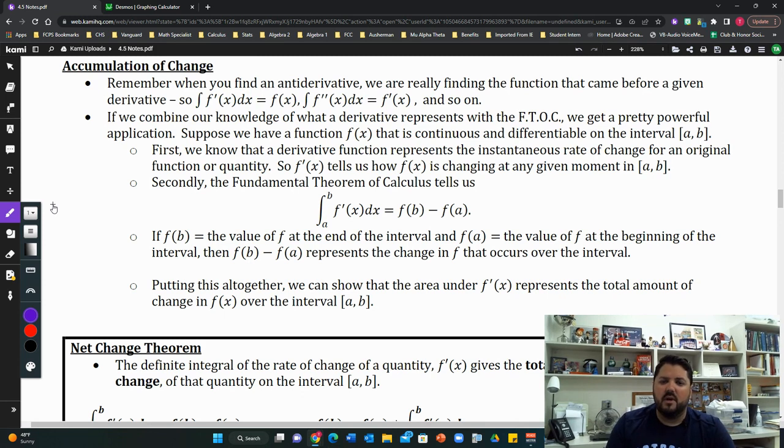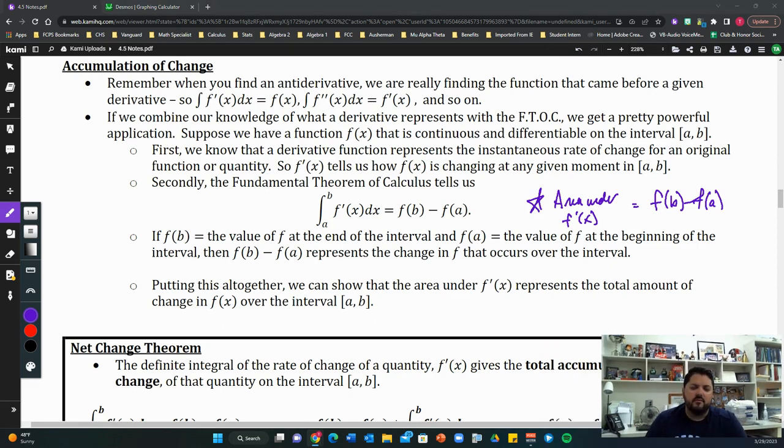So again, another way of interpreting this is that the area under f prime of x equals that f of b minus f of a value. So just keep that in mind. If f of b is equal to the value of f at the end of the interval, and f of a is equal to the value of f at the beginning of the interval, then their difference would represent the amount of change that f has occurring to it over the entire interval, or the total amount of change that accrues under f for that interval.